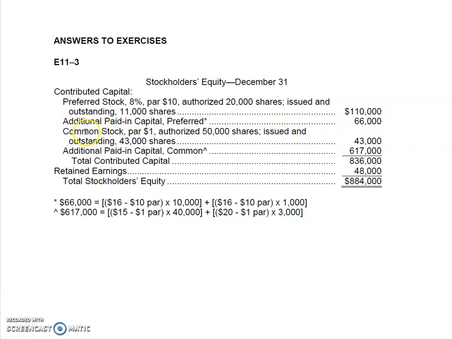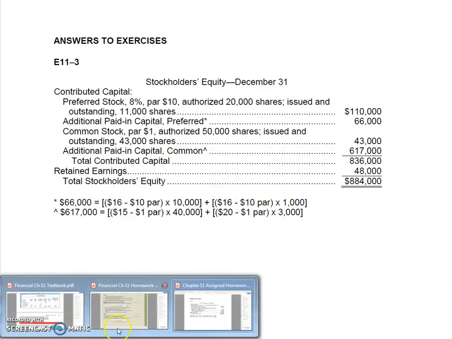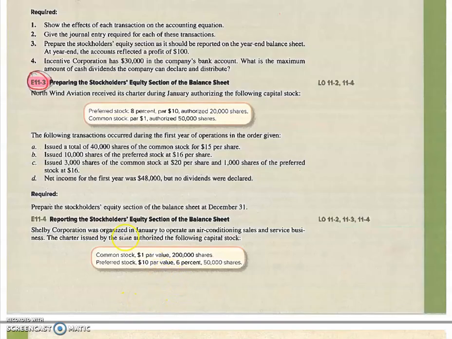Now the common stock, we talked about that a few minutes ago, and that was 43,000 shares issued at $1 par. So that's $43,000. The additional paid-in capital on the common stock came from the two sales. We had one sale of 40,000 shares at $15 per share. Par was $1, so additional paid-in capital was $14 per share times 40,000 shares. Then we issued an additional 3,000 shares at $20 per share, so $19 per share additional paid-in capital on common stock.